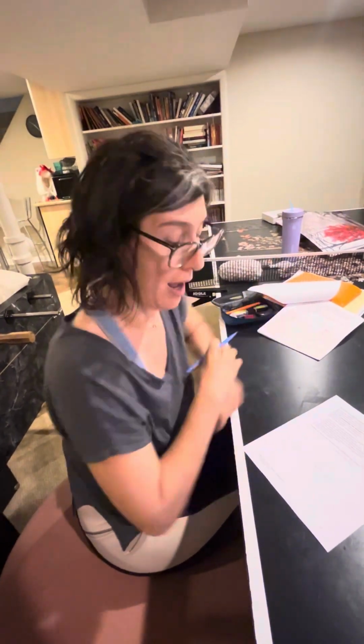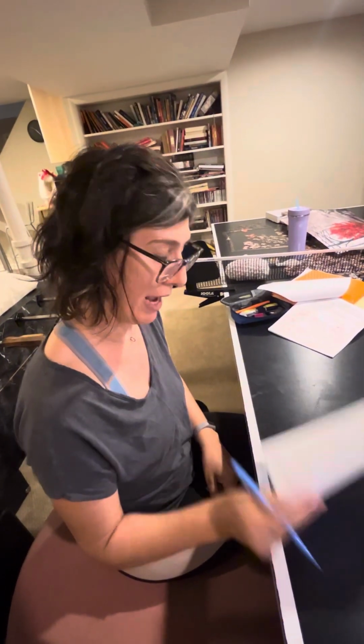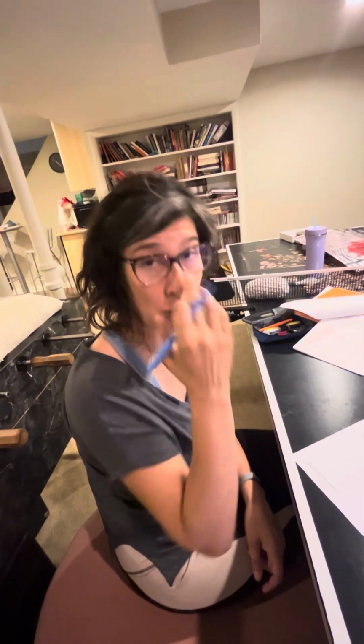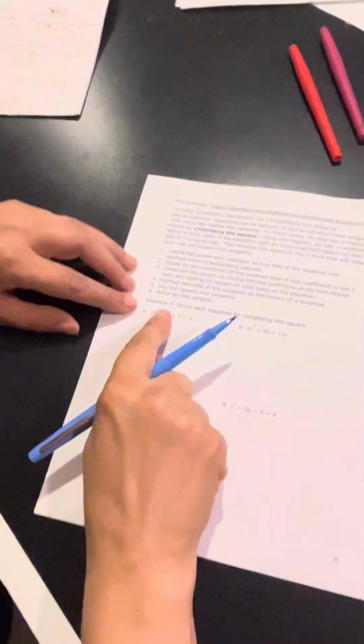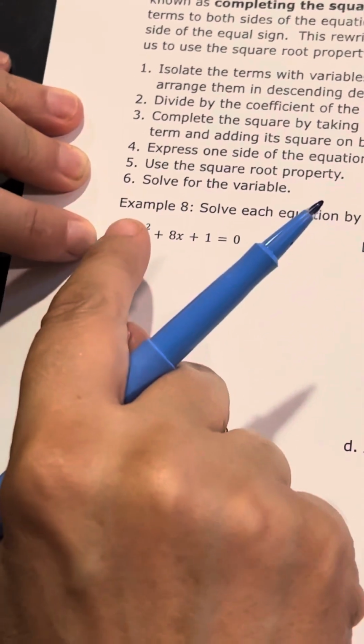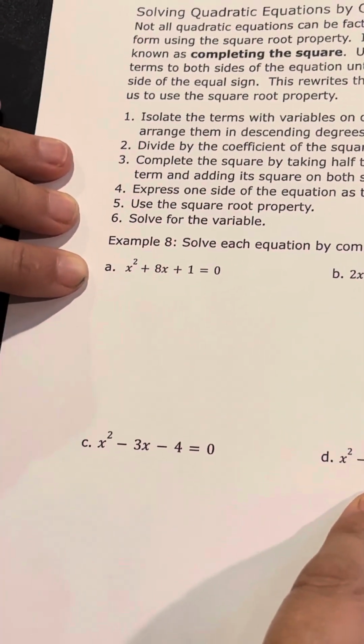Hi, I am here because we didn't finish the notes on completing the square, which was, I think, 2.5, page 8 in the notes. So I'm going to go back and teach completing the square so that you can make sure you can do your homework. So let's get started. Okay, we're going to do example 8 again, and we're going to solve A, B, C, and D by using completing the square.